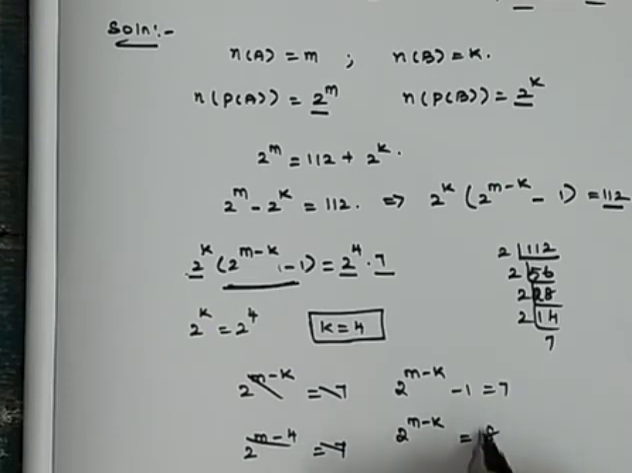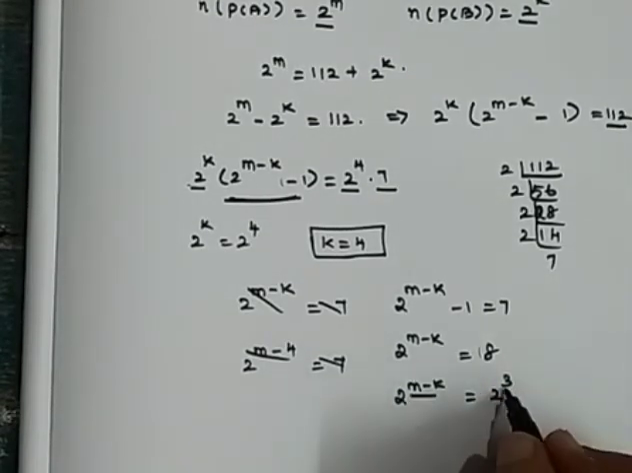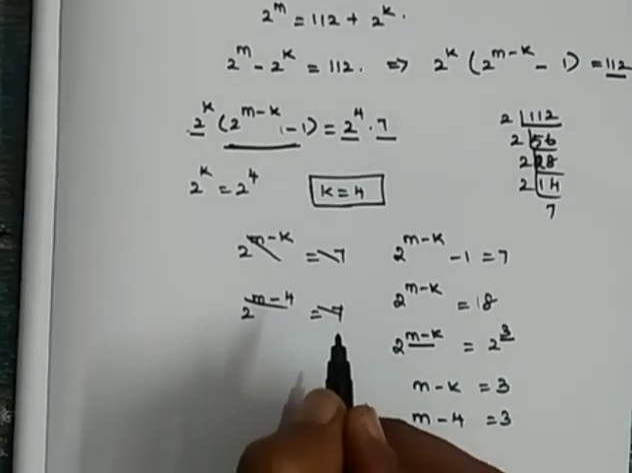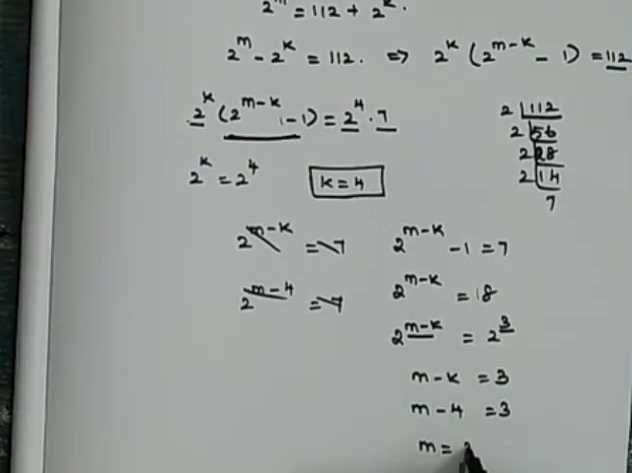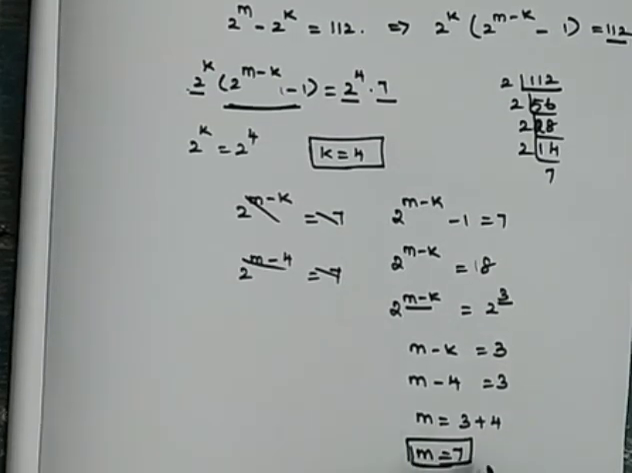Now we can take the prime factorization of 8. It will become 2 power m minus k equal to 2 power 3, because 8 is 2 cube, and I can compare the powers alone because the base is the same. So m minus k is equal to 3. So m minus 4 is equal to 3. Therefore minus 4 will go to that side and become plus 4. So m is equal to 3 plus 4, so m is equal to 7. So these are the values of m and k. Thank you.